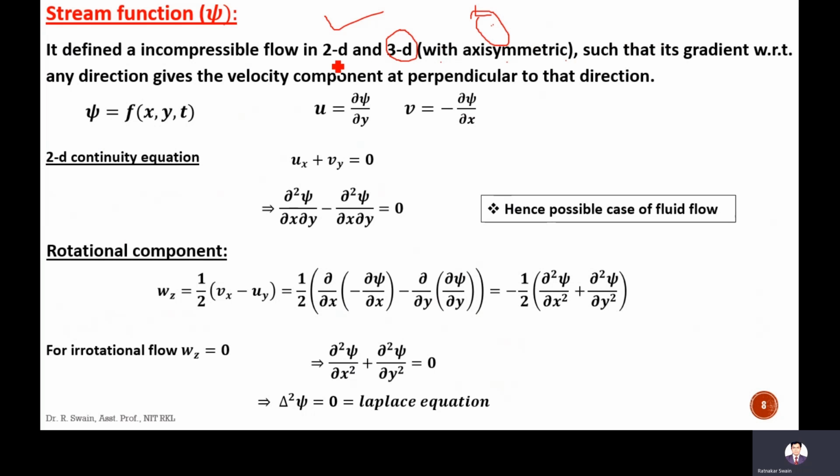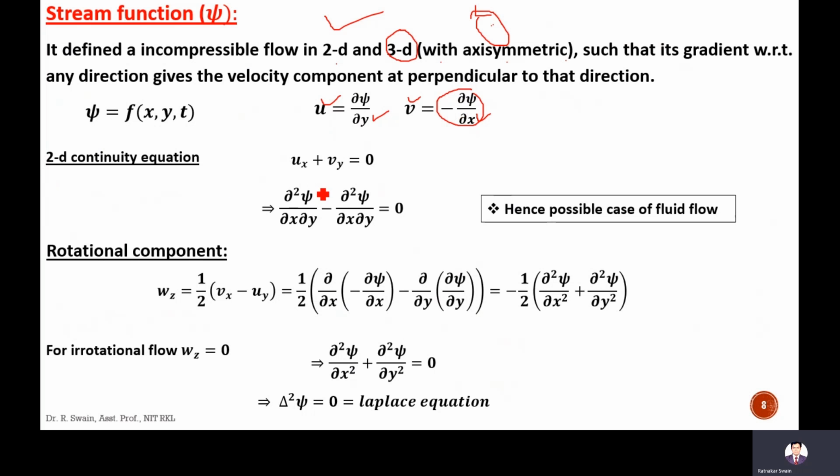So usually it is applied in 2D flow, such that its gradient with respect to any direction gives the velocity component perpendicular to the direction. Its gradient with respect to y will give you the velocity in the perpendicular direction, that means in the x direction, that is u. In the x direction, it will give you velocity in the y direction, that is v, but in this case it will be minus.